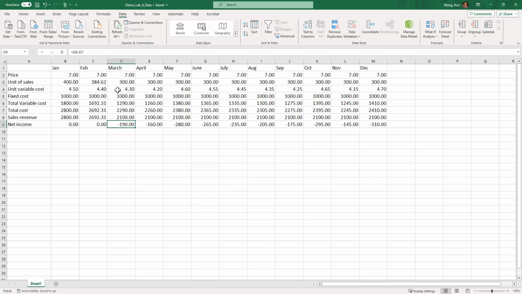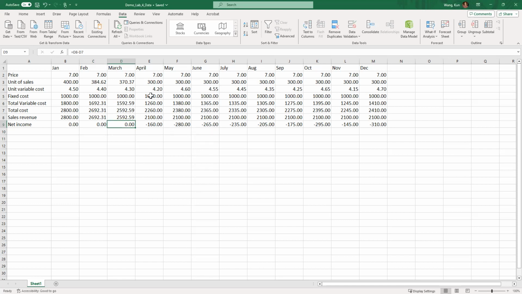But I do have a lower variable cost per unit. Let's quickly try another break-even analysis. D9 set up to 0, and by changing the cell of D3. Okay, and then you did another break even for March.